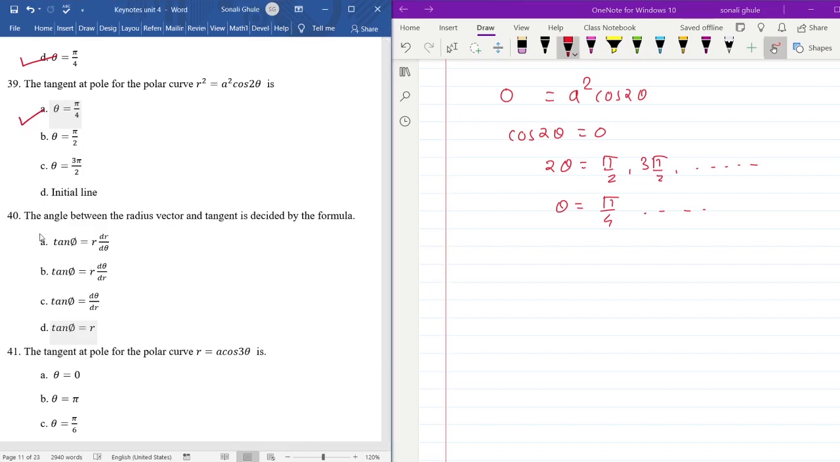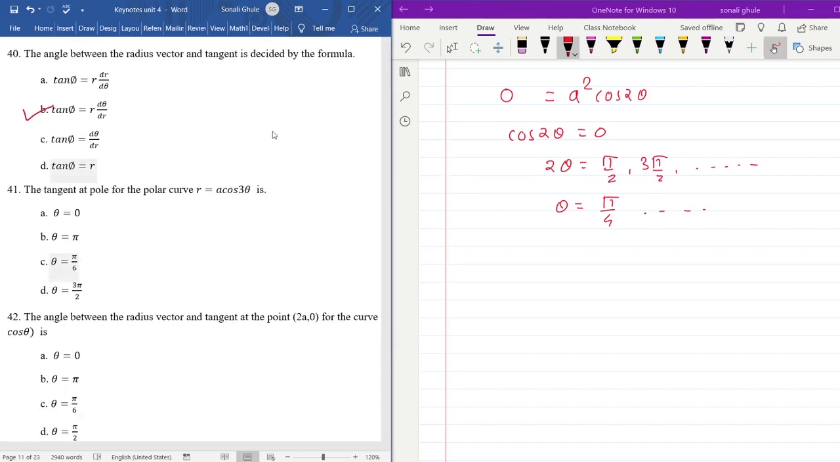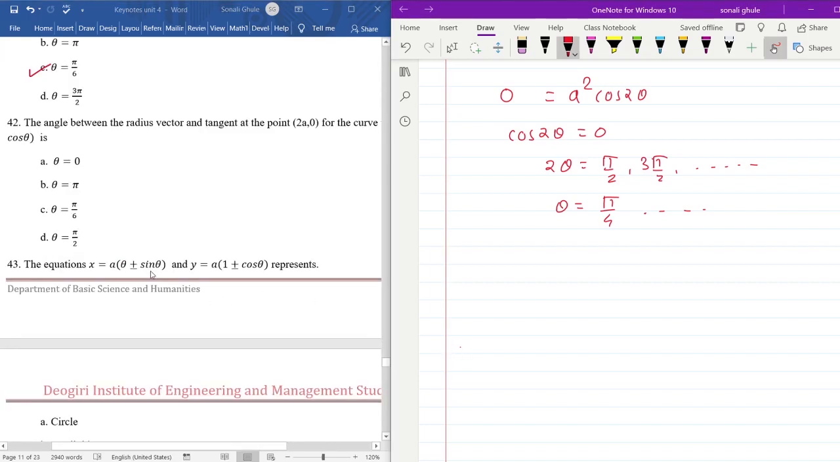The angle between the radius vector and tangent is decided by the formula, r d theta by dr. We find the tangent by using this formula. So, tangent at pole for the polar curve r is equal to a cos 3 theta: to find the tangent at pole, put r equal to 0, we get cos 3 theta equal to 0, which means 3 theta is equal to π/2. So theta is equal to π/6. That is your option.